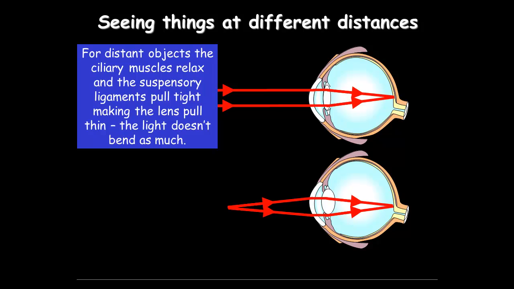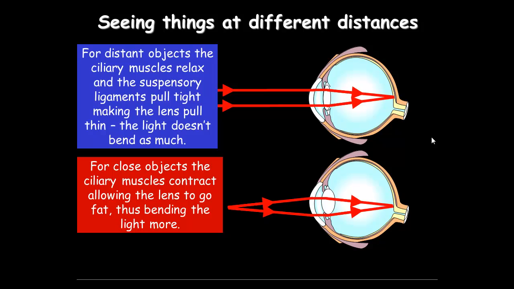For closer objects, the light is coming from a closer point, so therefore it's spreading out more. So that means that the lens needs to put more work in bending the light. So the ciliary muscles contract, allowing the lens to go fat, and as it's fat it causes more refraction and bends the light more effectively.